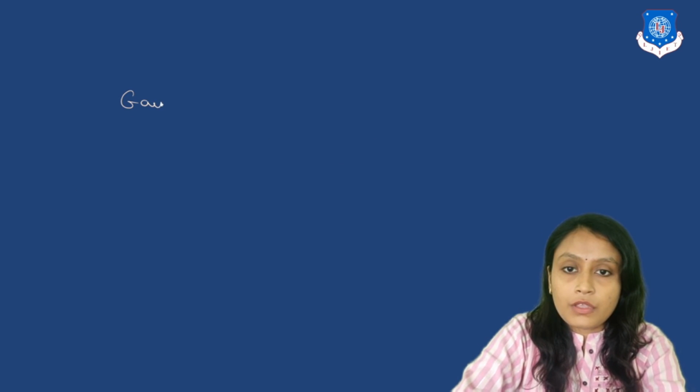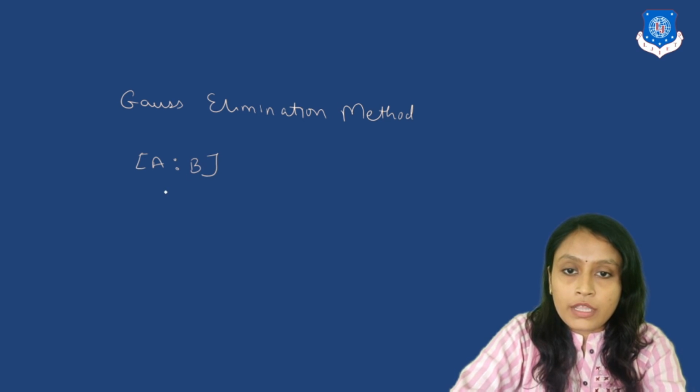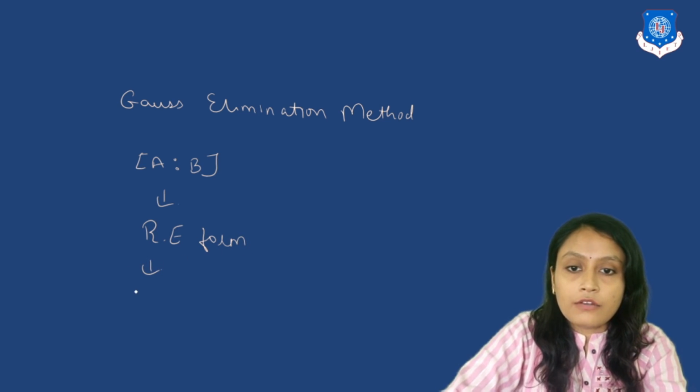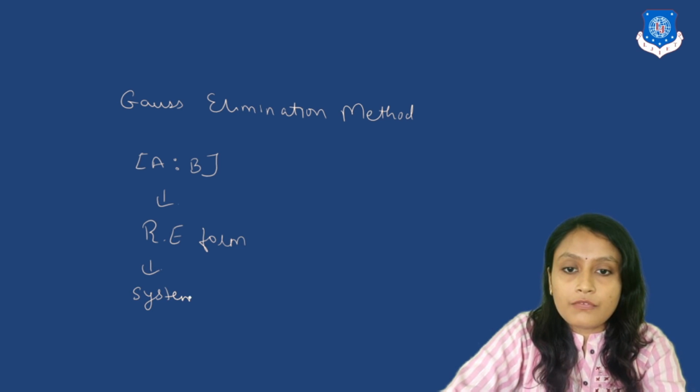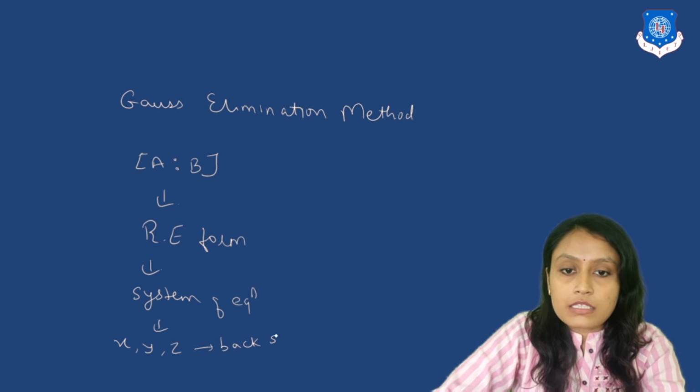Okay. So in today's session, we studied this Gauss elimination method. What we have to do? Firstly, we write the augmented matrix form, and then we reduce it to row echelon form. After reducing it to row echelon form, we write the system of equations. Then, suppose we have variables x, y, z, we find the values of x, y, z using the back substitution method.